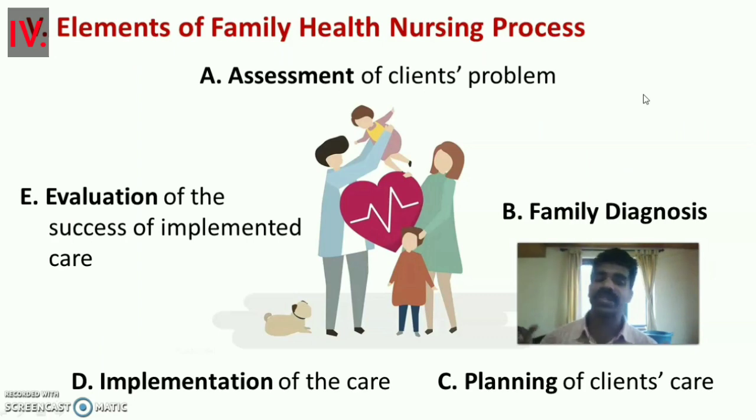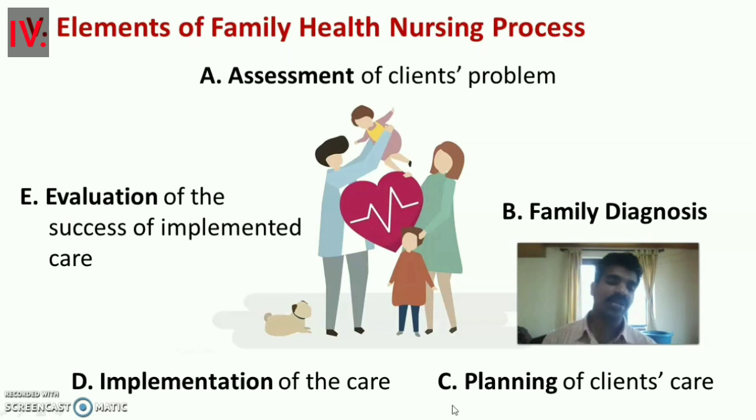In today's video, we discuss in detail and in depth the elements, or components, of family health nursing process. There are 5 elements of family health nursing process. The first step is assessment of client's problems, that is family assessment, the problems of all the members of the family. The second element is family diagnosis, diagnosis of the problems of all the family members. Then the third element or component is planning of client's care, planning of family members' care.